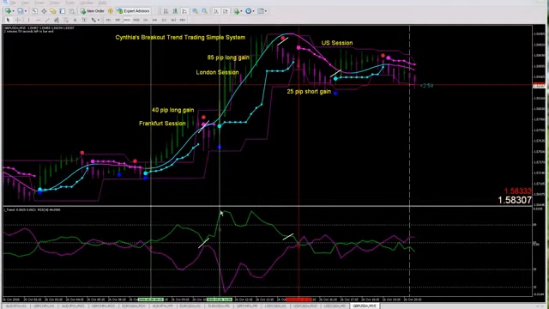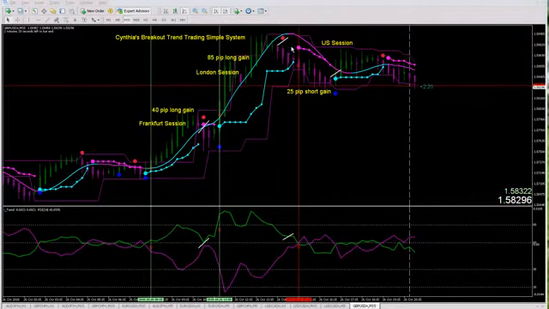There did happen to be a news release at 4:30 a.m. Eastern on the pound. This is probably what this reaction was. So if you jumped in long during this trading session and exited here where the red dot appeared and purple candle, that was 85 pips long for this trade.